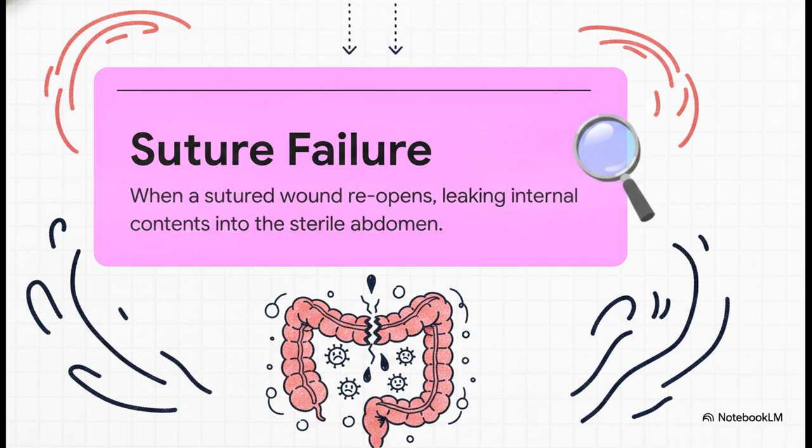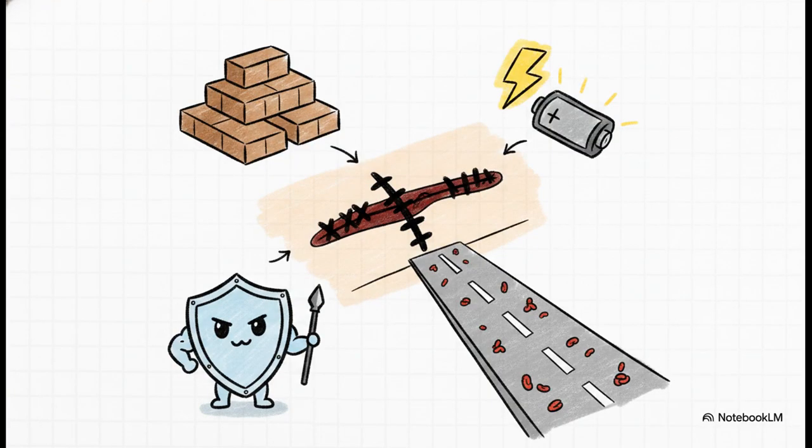is under constant threat. If that sutured wound fails and reopens, the internal contents, meaning digesting food or actual feces, will leak directly into the sterile abdominal cavity. It is an incredibly dangerous, life-threatening emergency. So, the crucial point is understanding why a suture might fail in the first place.